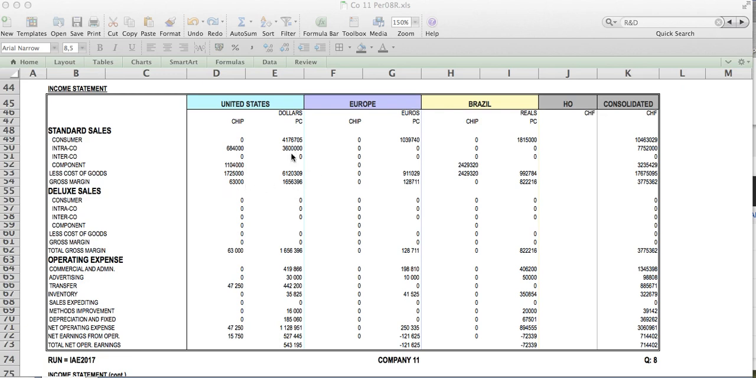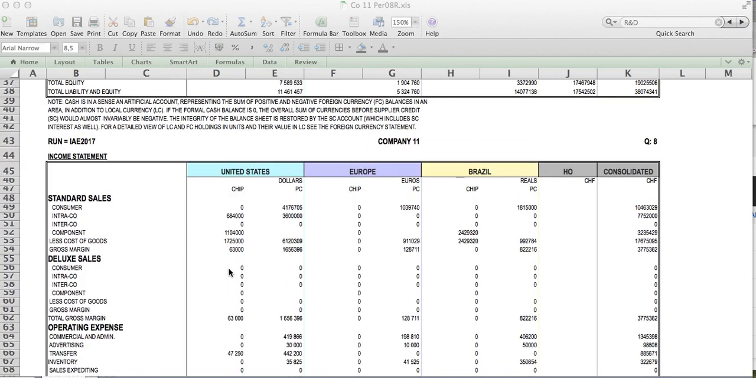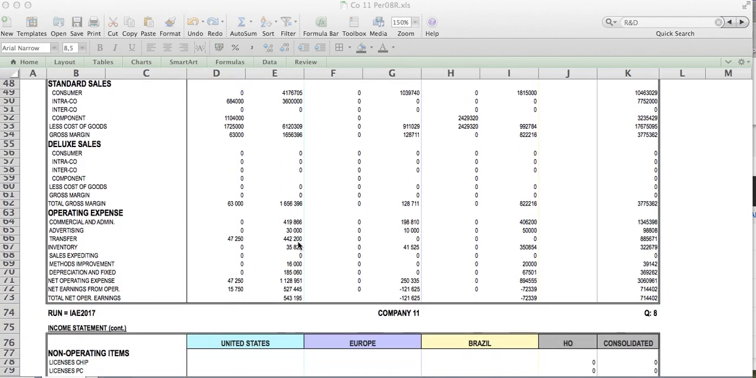The gross margin here is substantially higher in PCs than it is in chips. Then we have no deluxe sales whatsoever. This company hasn't sold any deluxe products. So we take the total gross margin as exactly what was the gross margin of the standard products. And then come the operating expenses. Operating expenses are broken down further in quite a few categories.